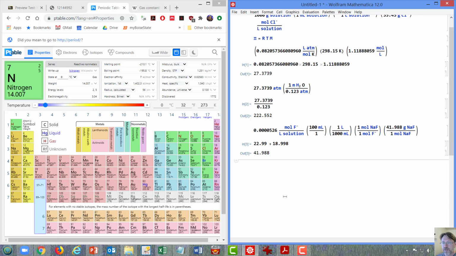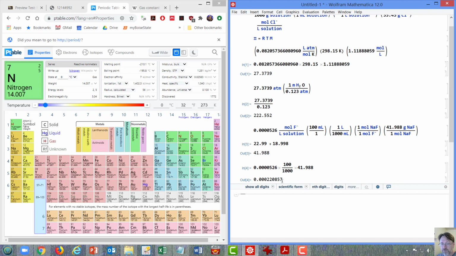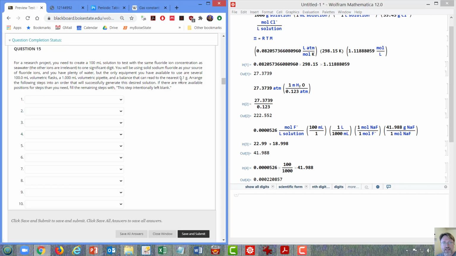So now we can calculate what mass we need. 0.1234526 times 100 divided by 1,000 times 41.988. And the result is going to be grams of sodium fluoride. So we have that many grams of sodium fluoride that we need. The problem is that we only can weigh to the nearest 0.1 gram.